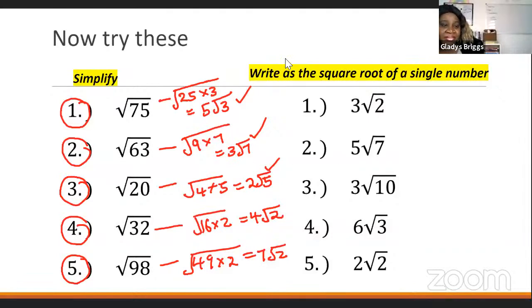Now this time you're going to do it the opposite. You're going to write it as a single root. To be honest with you guys, this is not A-level stuff. These are the things that close the gaps between your secondary learning and your university learning so that you don't get a shock to your system when you get to uni.